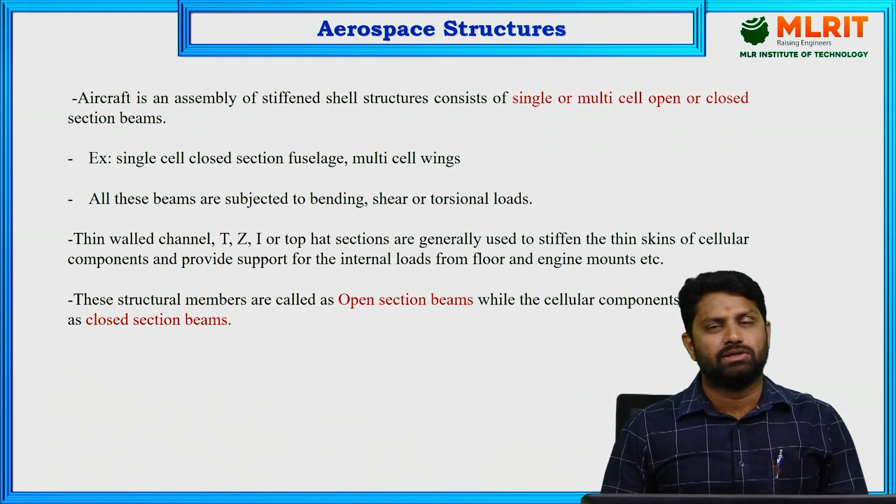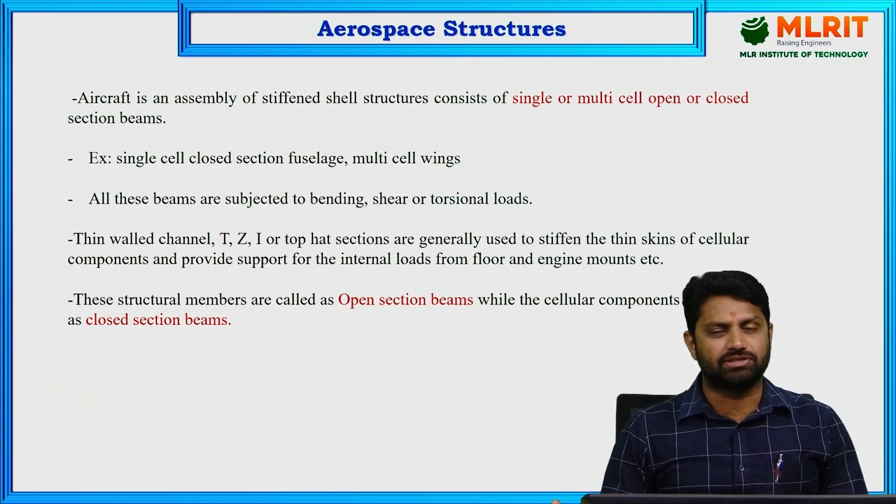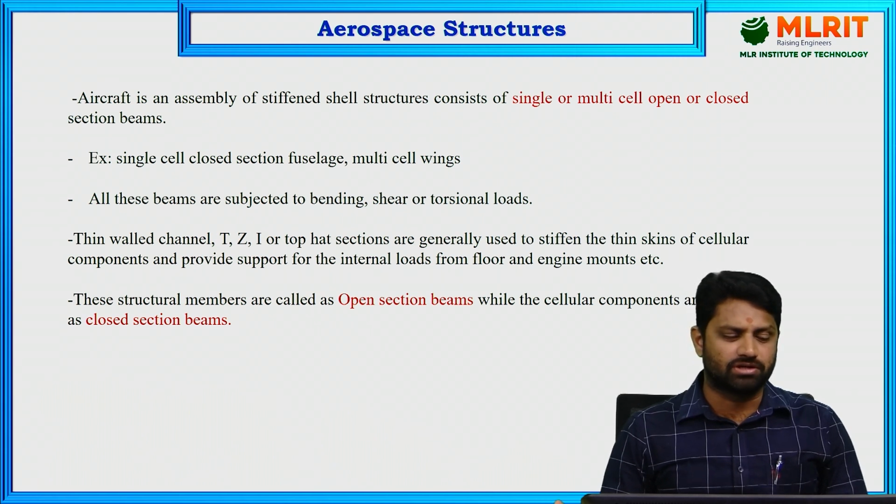And so why do we need to study the unsymmetrical bending? For that, we know that the aircraft is an assembly of stiffened shell structures, which consist of either single cell or multi-cell, and they may be open or closed section beams. Examples you can consider are the single cell closed section fuselage or multi-cell wings, etc. All these beams are usually subjected to bending, shear as well as torsional loads.